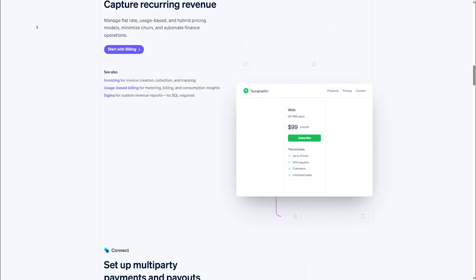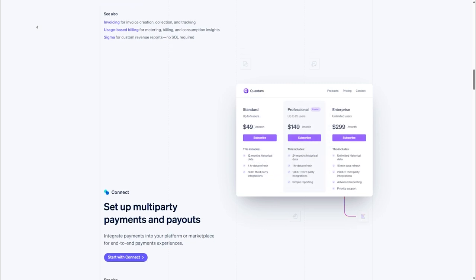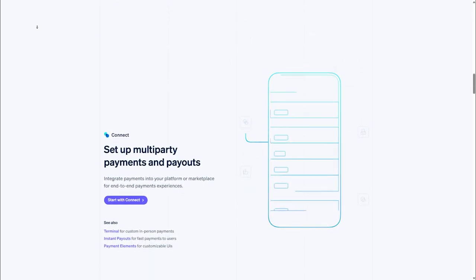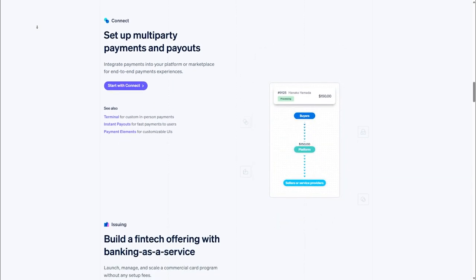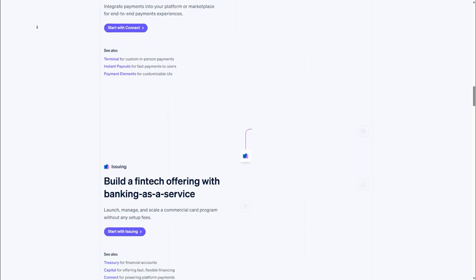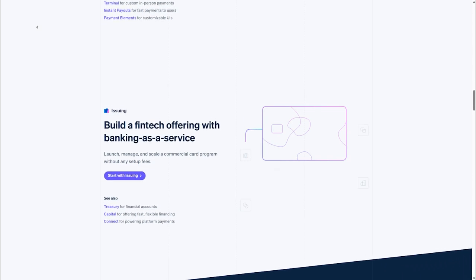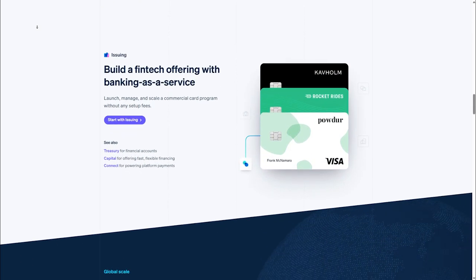If you want to accept ACH Bank Transfers, that starts at 0.8% per transaction, which is also capped at $5. If you look at Buy Now, Pay Later options through Stripe, you're looking at 5.99% plus 30 cents per transaction.